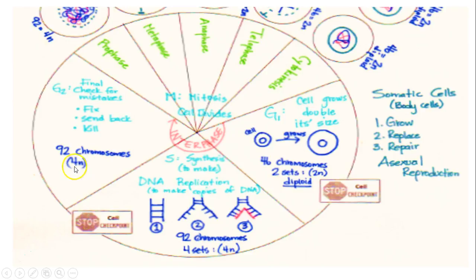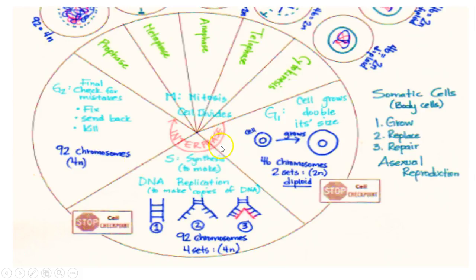So there's checkpoints here. If there's something wrong, the cell would go through what they call apoptosis, where it ends up shutting itself down and destroying itself. Here, there's another cell checkpoint, where if something goes wrong, if there's letters missing or the letters got mixed up, same thing happens. It repairs itself before it moves on to the next phase, which is the G2 phase. G2 phase is the final check for mistakes. It fixes, sends it back, or it kills the cell.